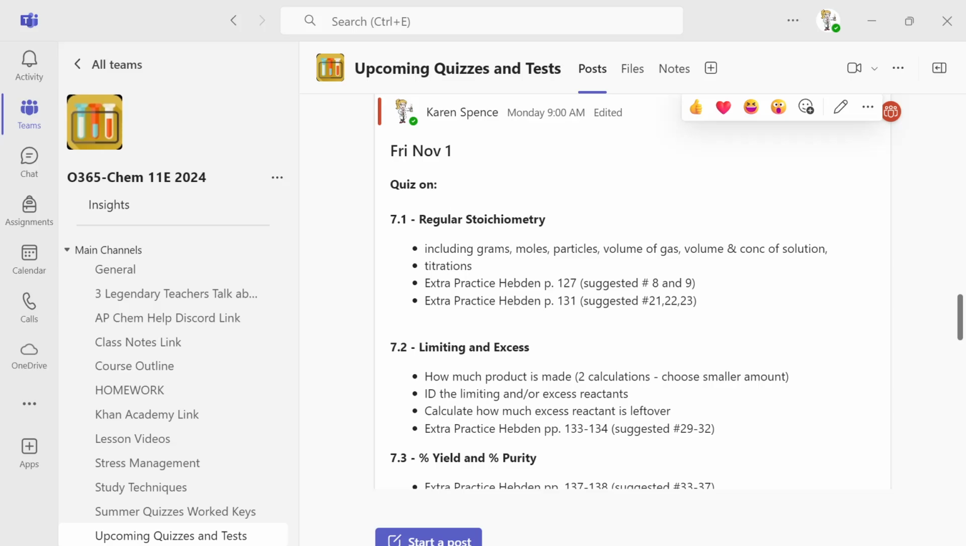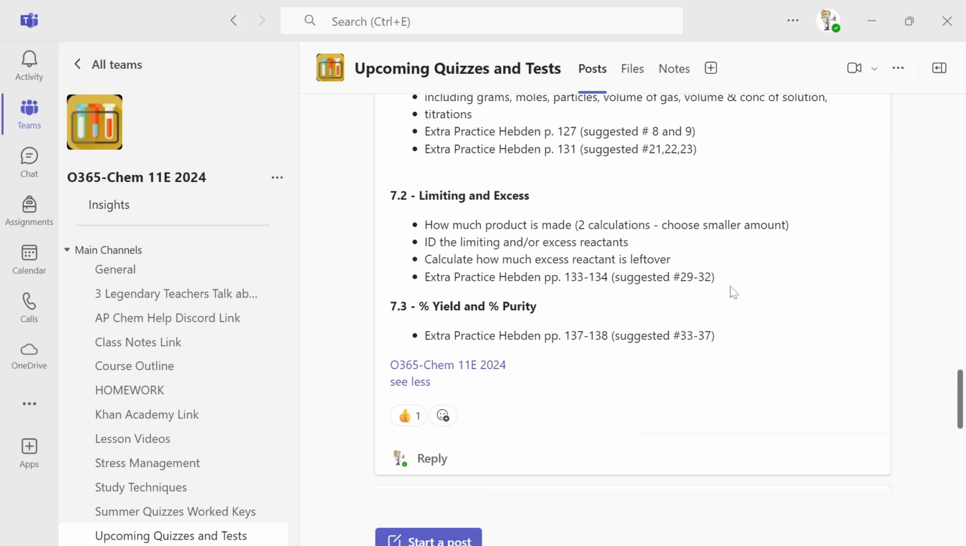But if you have no problems with regular stoichiometry, don't worry about that. There's some stuff here for limiting and excess. There's some percent yield and percent purity in there. Okay, so if you do the quiz and you're like, oh, I didn't do so well on this thing, you can go find some extra practice. Okay?